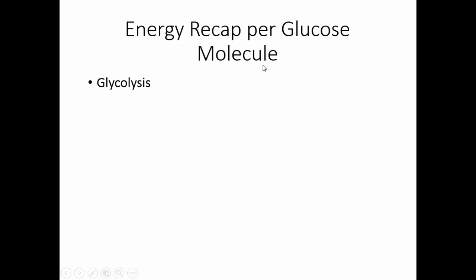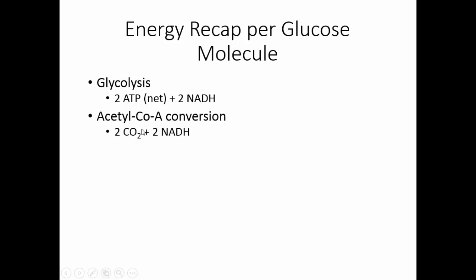So far, we have not made a whole lot of energy out of our glucose molecule. Out of glycolysis, we got 2 ATP net. It took 2 to start and we got 4, so that's only 2 net. But we reduced some NAD to NADH, which means there's some electrons in this molecule, some energy in this molecule. In the acetyl-CoA conversion, we got a couple of CO2, but we got a couple more of these energy holding molecules, these NADH.